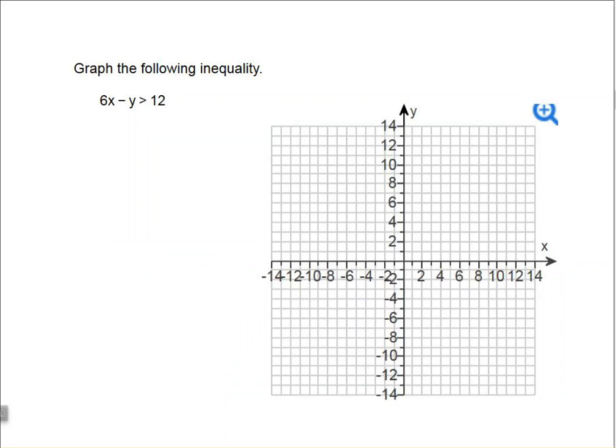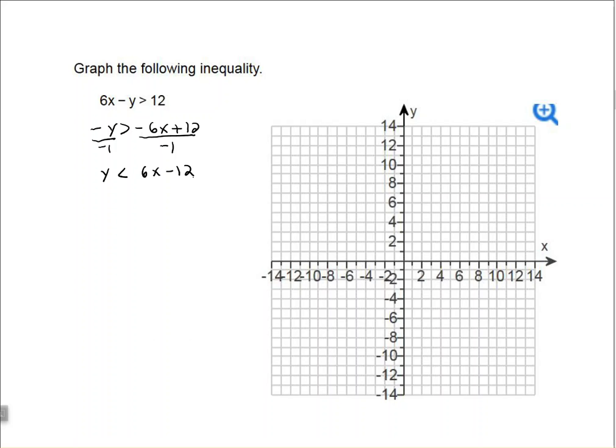Okay, so let's look at graphing this inequality. So we have 6x minus y is greater than 12. So what I want to do is to solve this inequality for y. So subtract 6x from each side. And then divide both sides by -1 or multiply both sides by -1, either way. Remember, when we divide both sides of an inequality by a negative number, we have to reverse the inequality symbol.